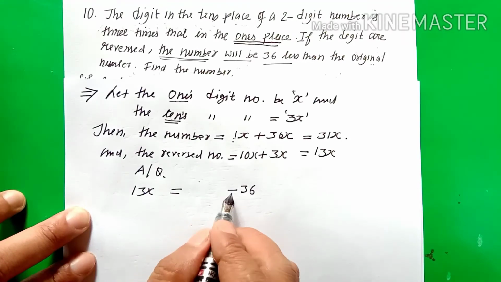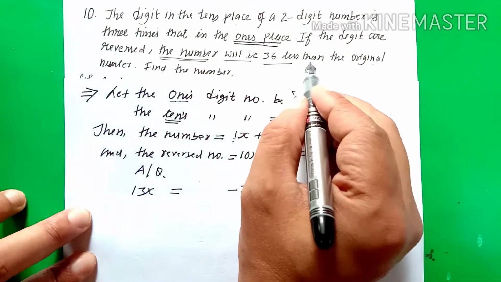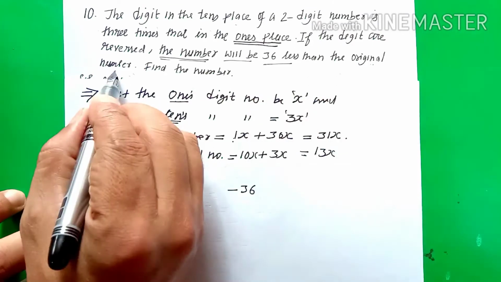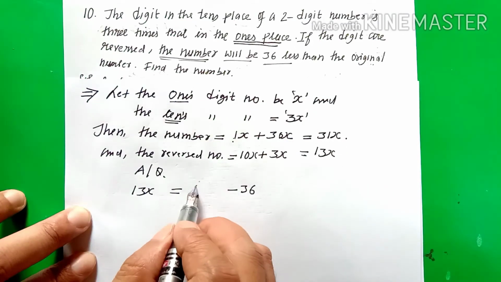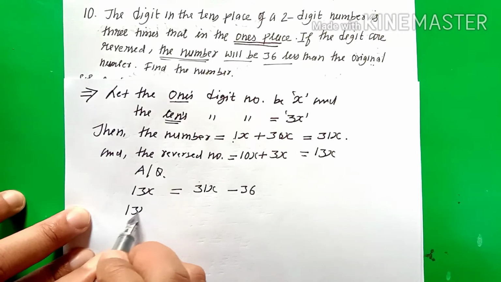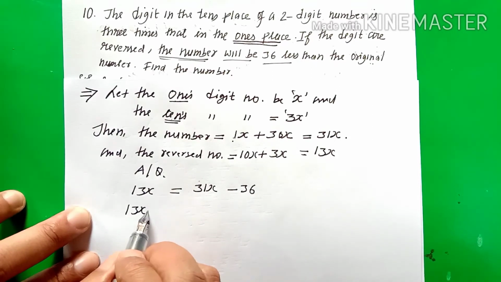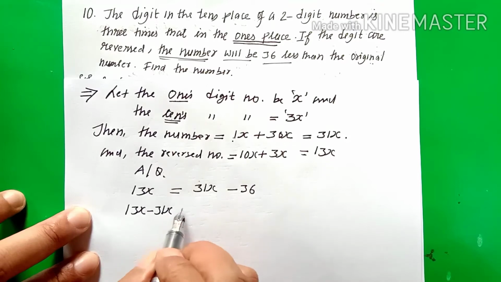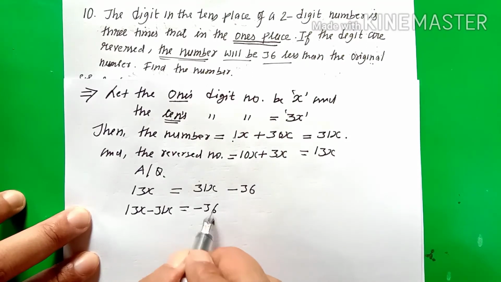Keep here a space followed by minus 36. Then the original number, the real number here, which is 31x. Now collect the like terms. We have 13x, transpose minus 31x, equals to minus 36.